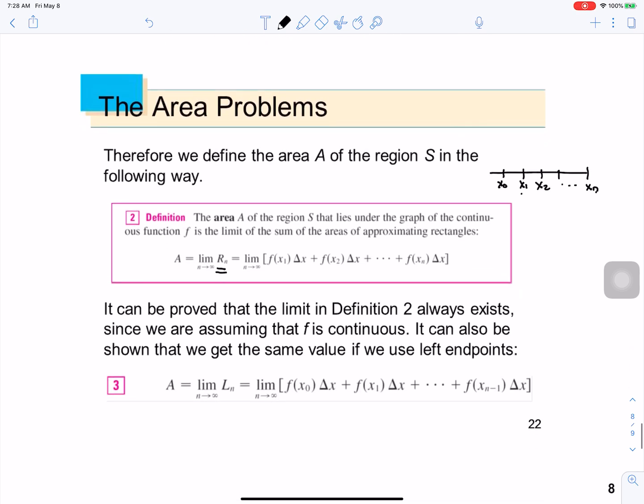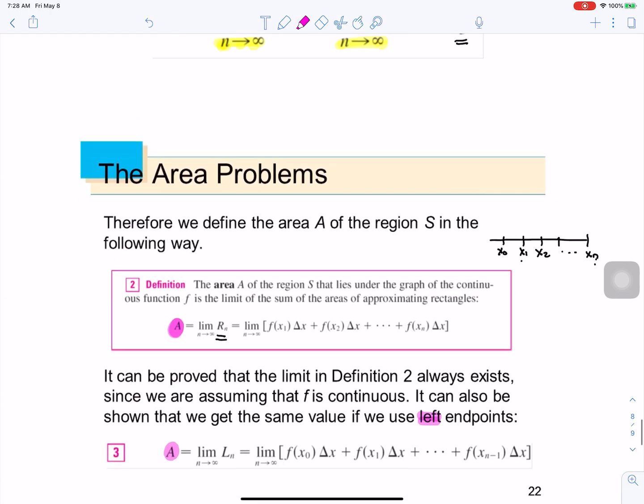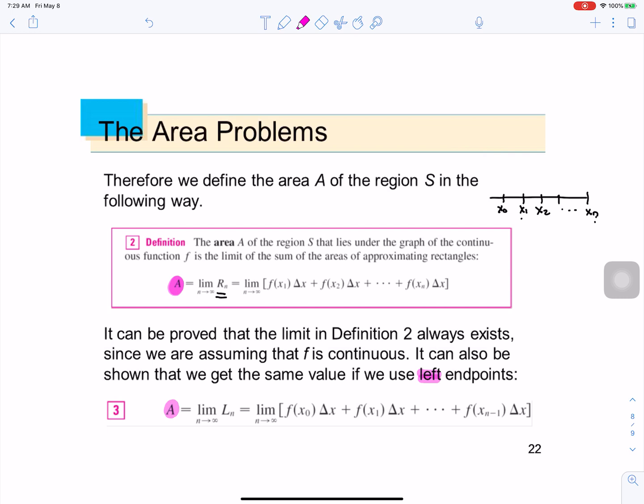Whereas the left endpoints will start at the very left, which is x0, but will skip the last one because the last one is a right endpoint. So this is your right Riemann sum. This is your left Riemann sum, is what we call them. Using left endpoints when you use the L symbol, or right endpoints when you use the R symbol. Okay, so these are just areas. We will continue this lesson.